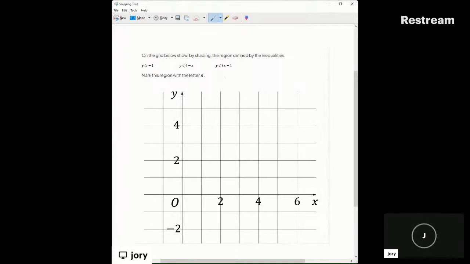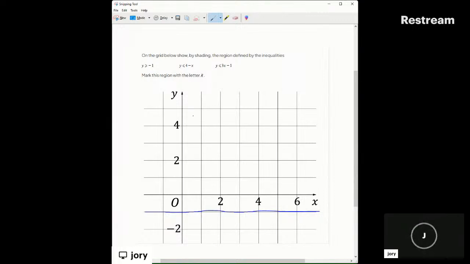Okay, we have y equals negative 1 over here, and it can be equal to, so we're going to draw it, and then greater than or equal to negative 1, so it's the parts on the top, right? And y is less than.